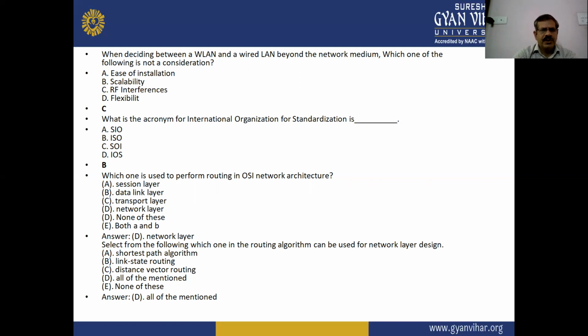Next question: which one is used to perform routing in OSI network architecture? Option A, session layer; B, data link layer; C, transport layer; D, network layer; and E, both A and B. So answer D is correct here, the network layer.